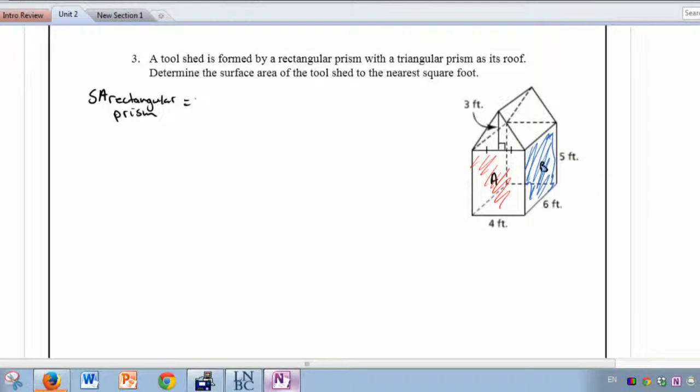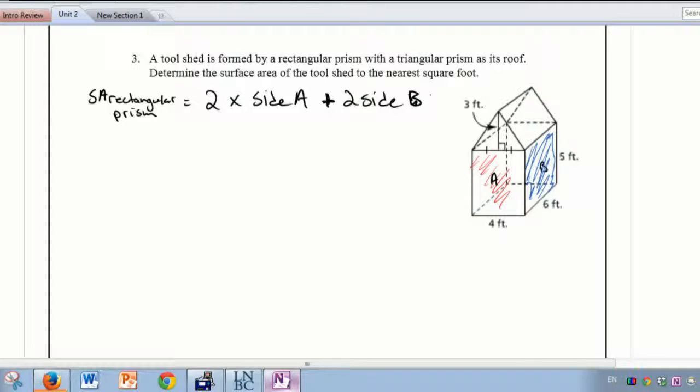What am I dealing with? Well, I have 2 side A, and I'm going to add to that 2 times side B. Now, because this is a shed, I'm not worrying about the floor because I don't need to figure out the surface area of the floor because it's ground or dirt or something like that.